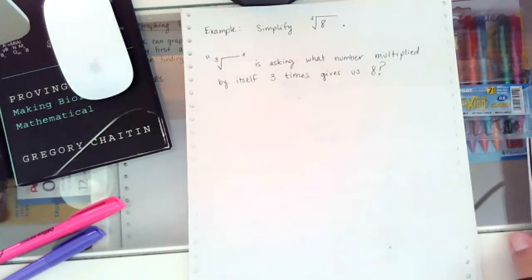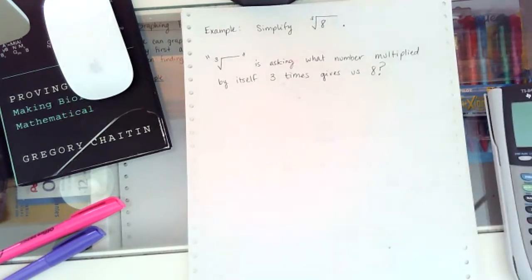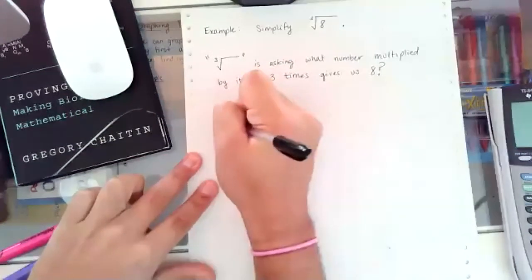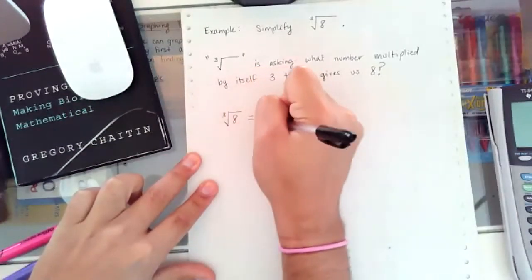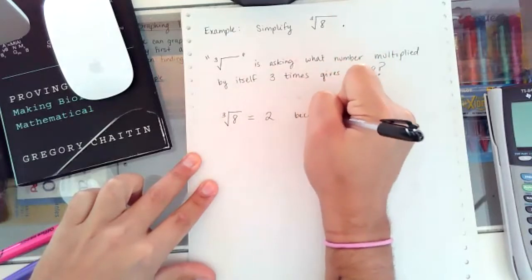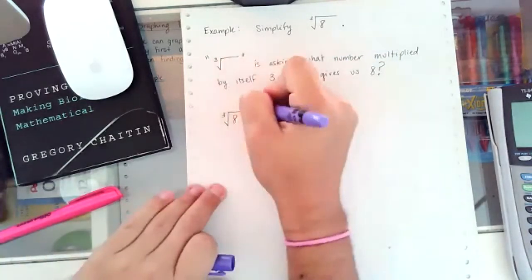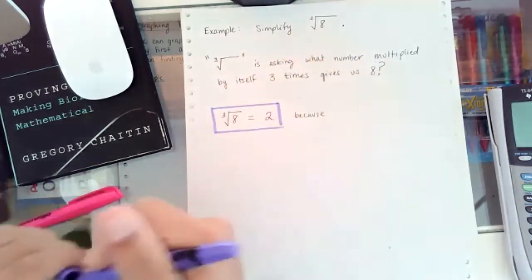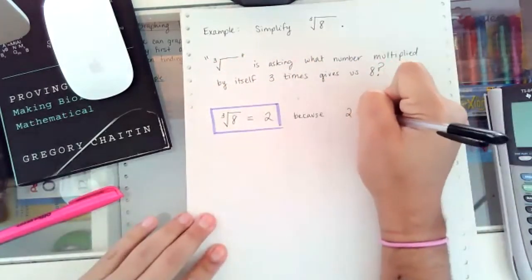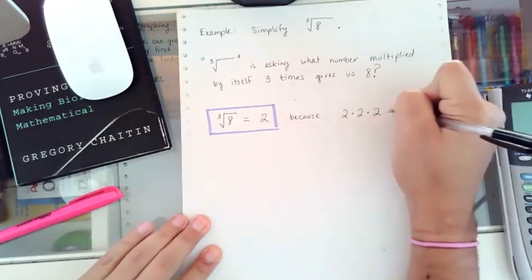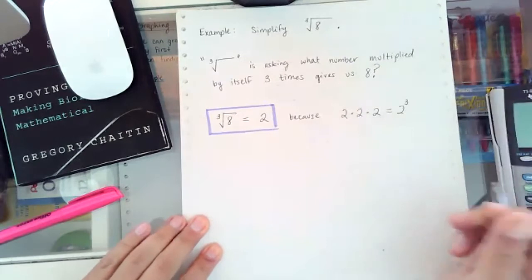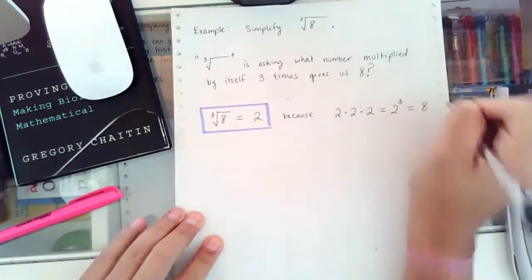So using that definition, when we simplify the cube root of 8, what should the number that we get be? 2. Yeah. The cube root of 8 is equal to 2 because 2 times 2 times 2, or 2 to the third power, 2 cubed, gives you 8.